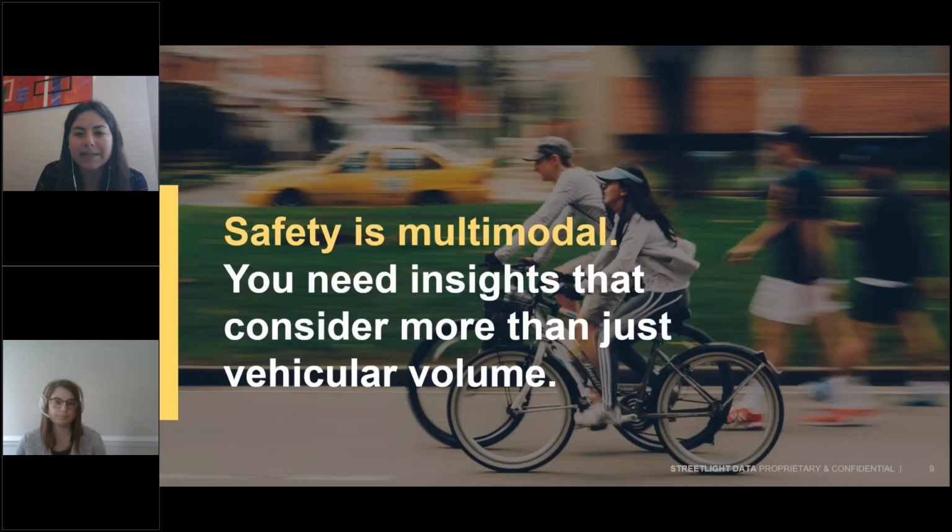Not only does tackling safety require us to look deeper than just crash data, but it is important to look at safety through a multimodal lens. You need insights that consider more than just vehicles. After all, take a look around you, especially during the pandemic. Cars aren't the only thing on the road, and every one of us is a pedestrian.